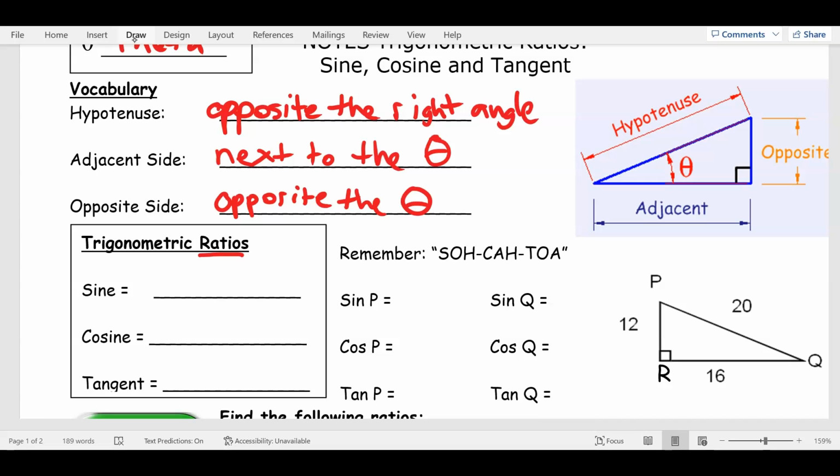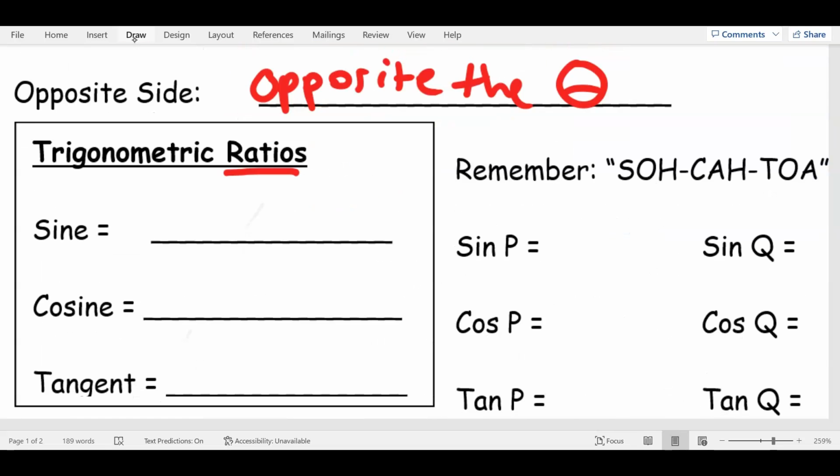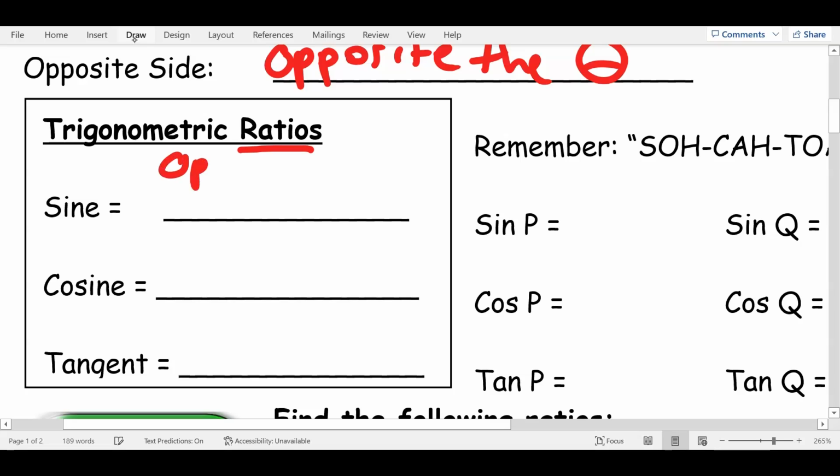Now, sine is going to be opposite over hypotenuse. So let's go ahead and write that out. You can abbreviate as long as you know what they stand for, but I'm going to write it out, okay? There we go. Sine is opposite over hypotenuse.